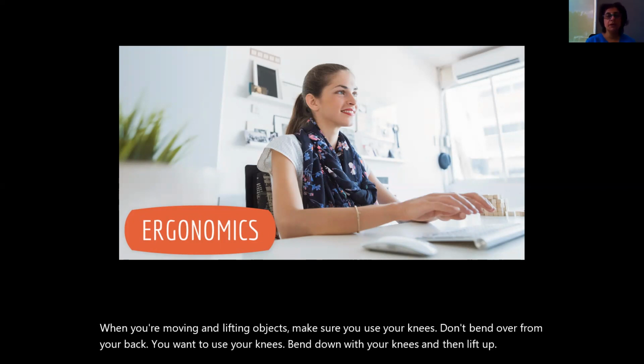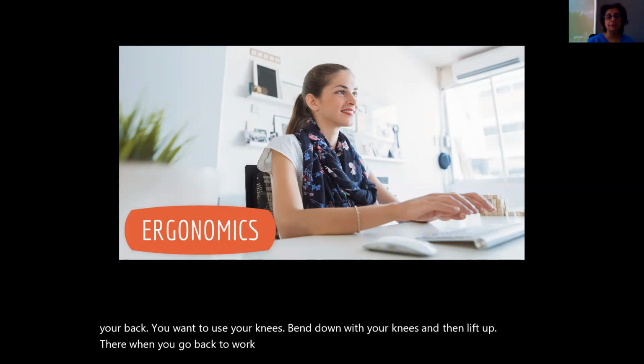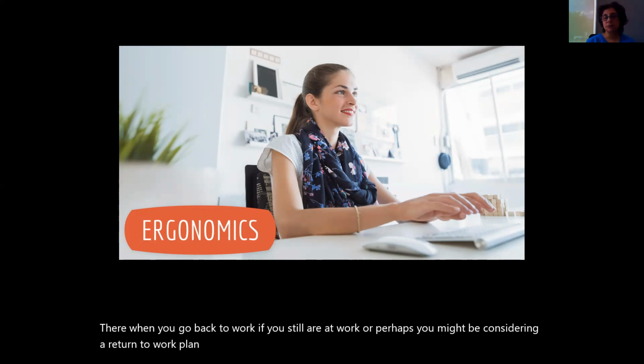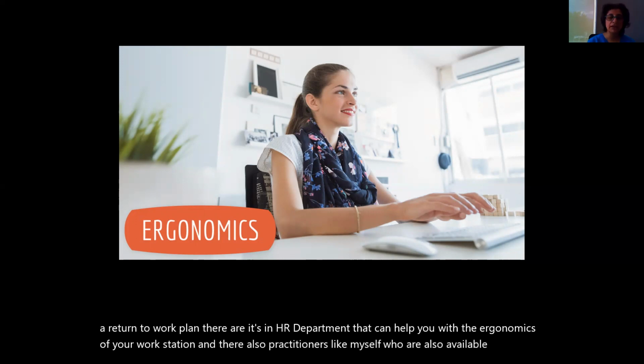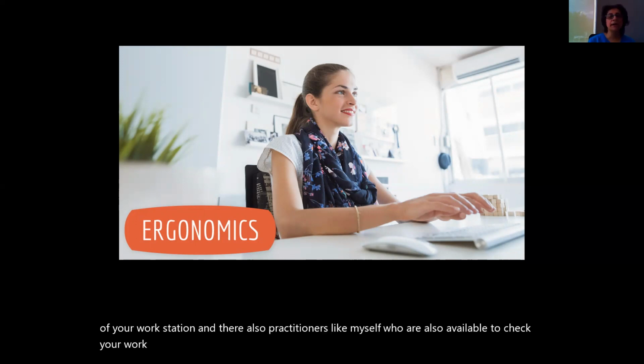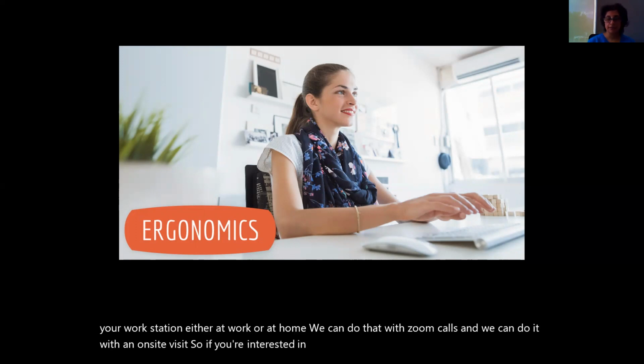When you go back to work, if you still are at work, or perhaps you might be considering a return to work plan, there are ITs and HR departments that can help you with the ergonomics of your workstation. And there are also practitioners like myself who are available to check your workstation, either at work or at home. We can do that with Zoom calls, and we can do it with an on-site visit. So if you're interested in that, just let us know.